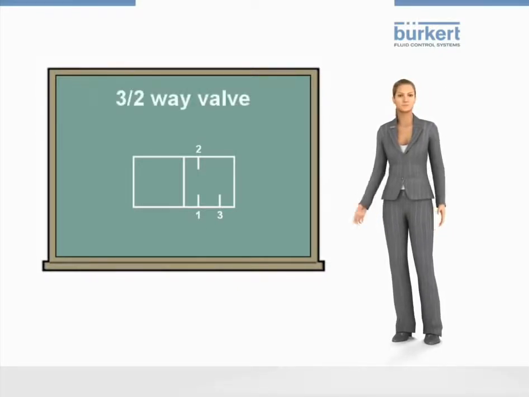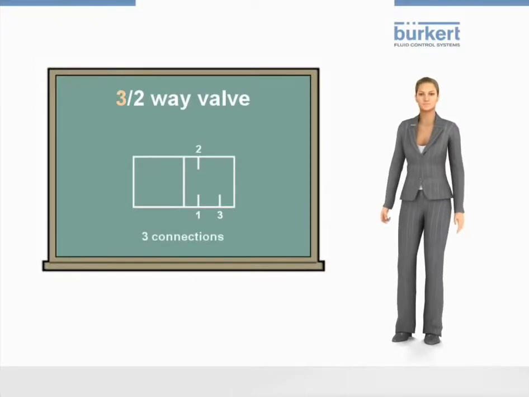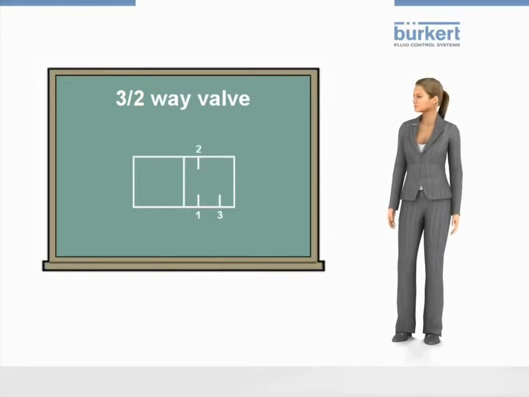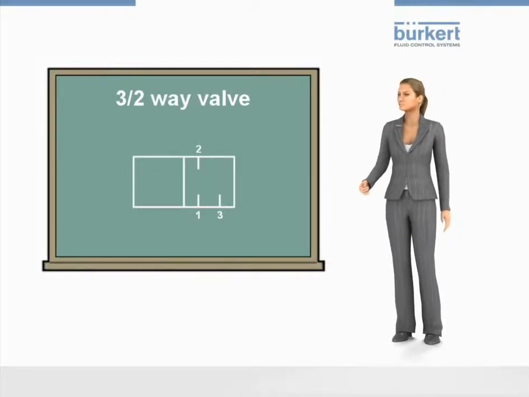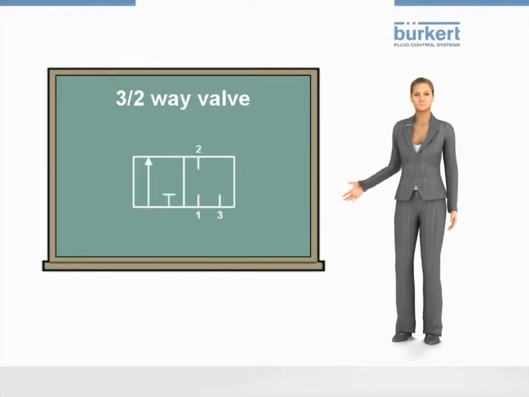This valve is called a 3-2-way valve, where the 3 stands for the number of ports and the 2 for the number of switching positions. The flow paths of the valve, once connected, are represented by symbols inside the squares. The most common symbols are an arrow for an open flowway and a short bar for a blocked flowway.